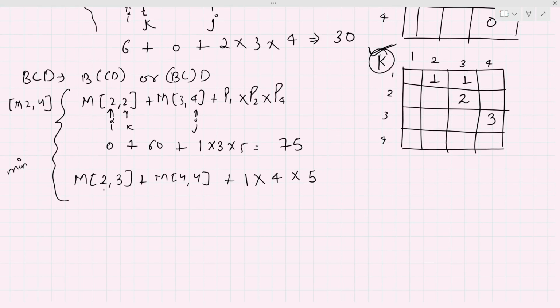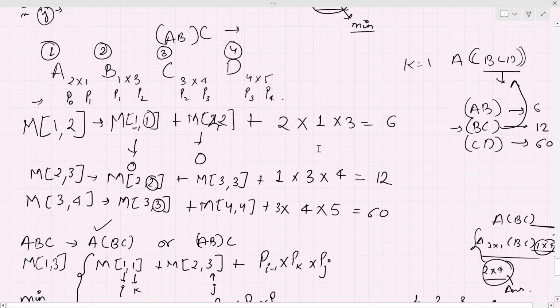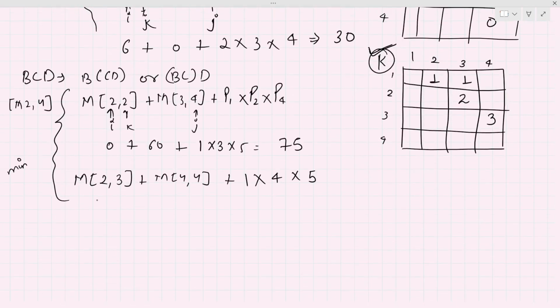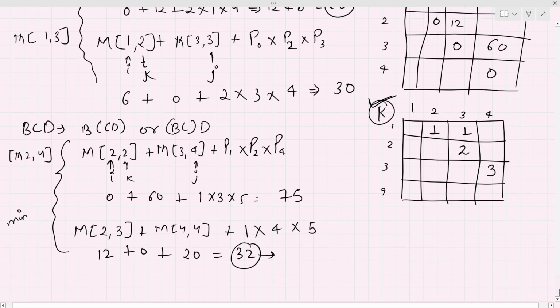Okay, so what's the value of 2, 3? We already found the value of 2, 3, which is 12, plus 0, plus 5 cross 4, which is 20. Our result is 32. So whosoever gave a minimum value is the correct answer. So if we multiply BC first and then D, we will get a correct answer. So what's the value? 32, means 2, 4 we have to write 32.